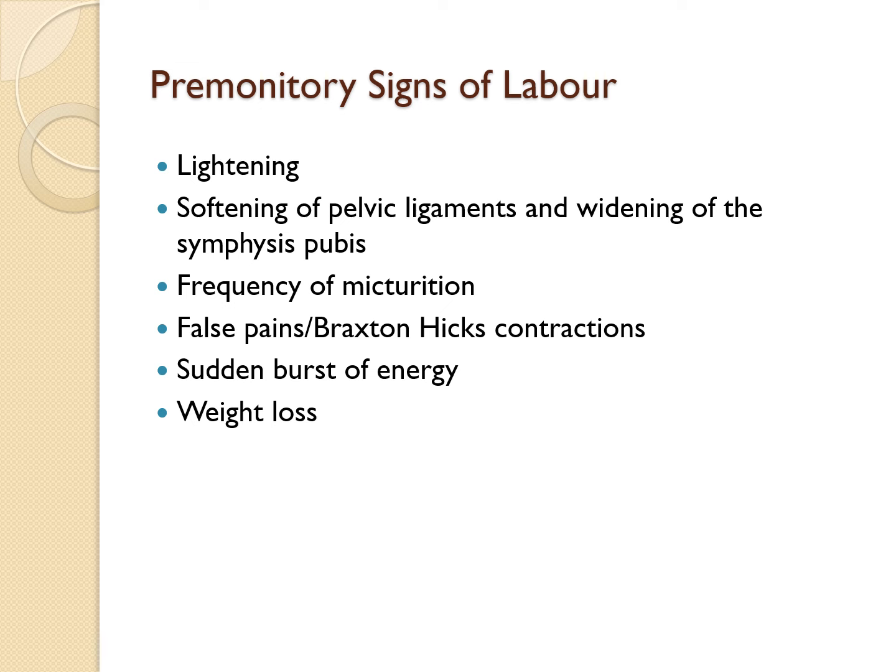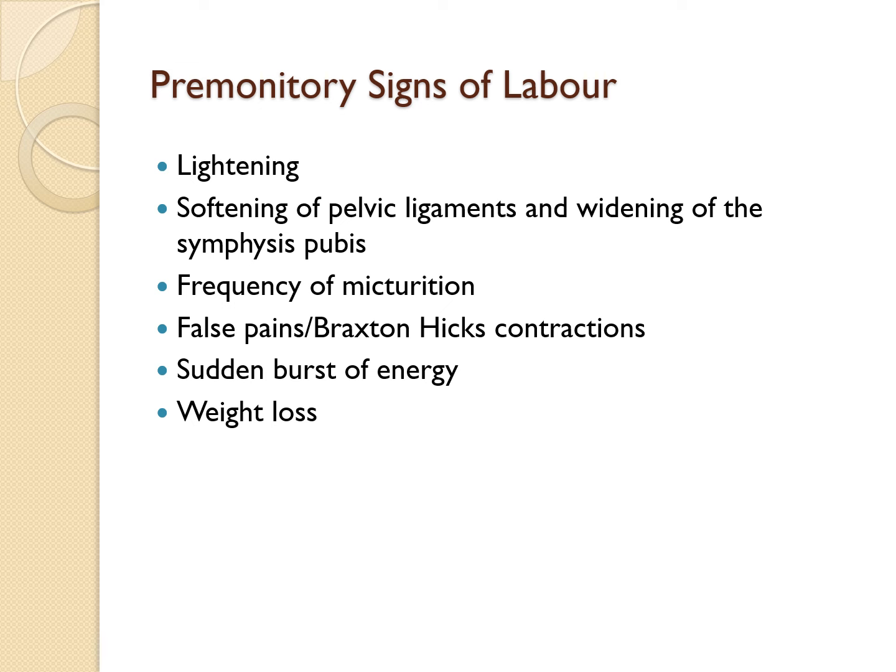Let's look at the premonitory signs of labor. So these signs occur 2 to 3 weeks before labor starts, and they determine the approach of labor. And these include the following. There is lightening. So this is the sinking of the uterus 2 to 3 weeks before term. So the fundus no longer crowds the lungs and breathing is easier. The second one is softening of the pelvic ligaments and widening of the symphysis pubis. So the softened and relaxed pelvic floor muscles allow the uterus to descend further into the true pelvis.